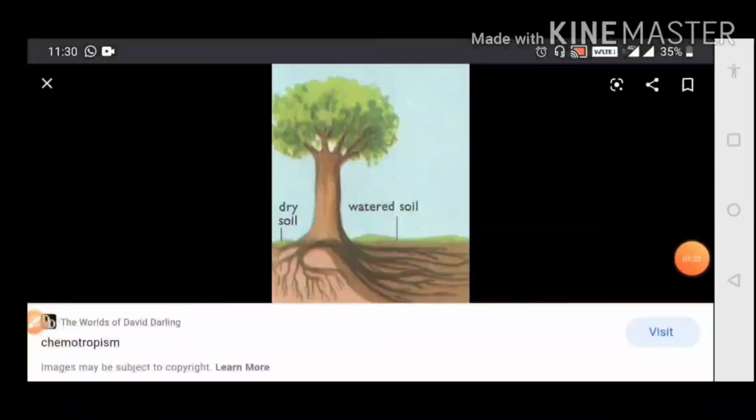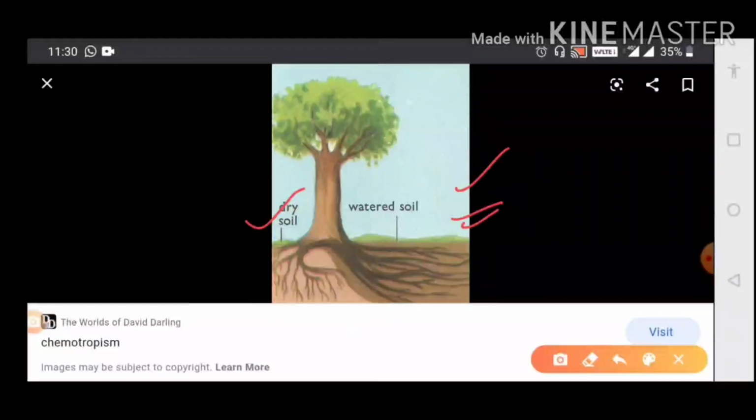Another example: you see there is a tree growing, and you'll see that the distribution of the roots on both sides is not the same. The roots are more dense towards the wet soil, which has more water. Maybe there is a pond here, so you'll see more roots here. But towards the dry soil, the distribution of the roots is very less. Different types of roots are formed from both sides. So you see that the roots respond to the stimulus of water in different ways.